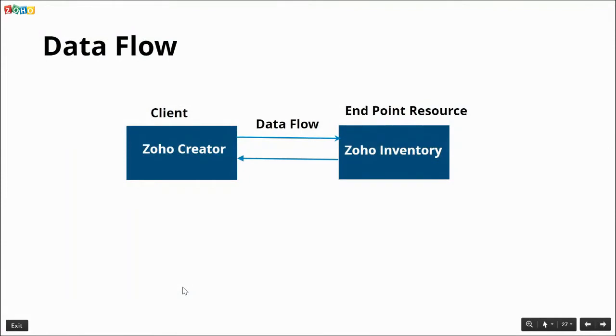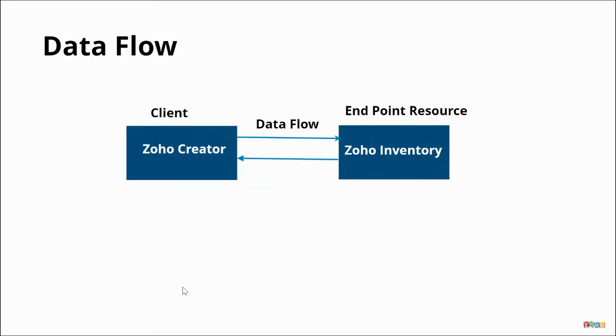So how does the data flow happen? Here, Zoho Creator would be considered as a client, and the endpoint resource would be Zoho Inventory. If you want the data flow to happen within the same account, that is, Zoho Creator is in the same account and Zoho Inventory is also under the same account.